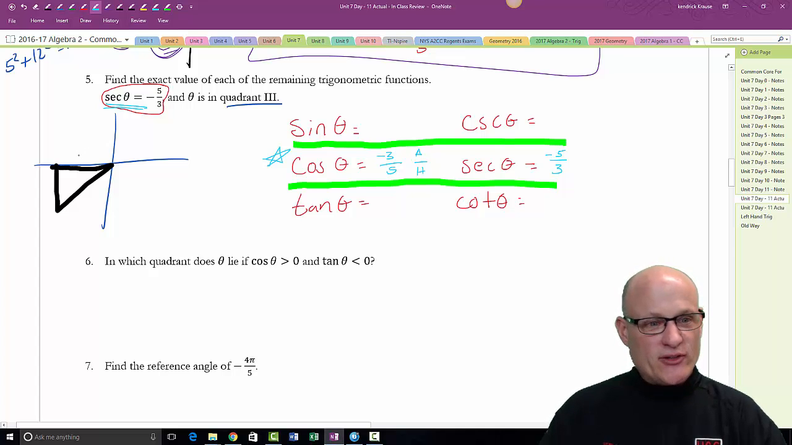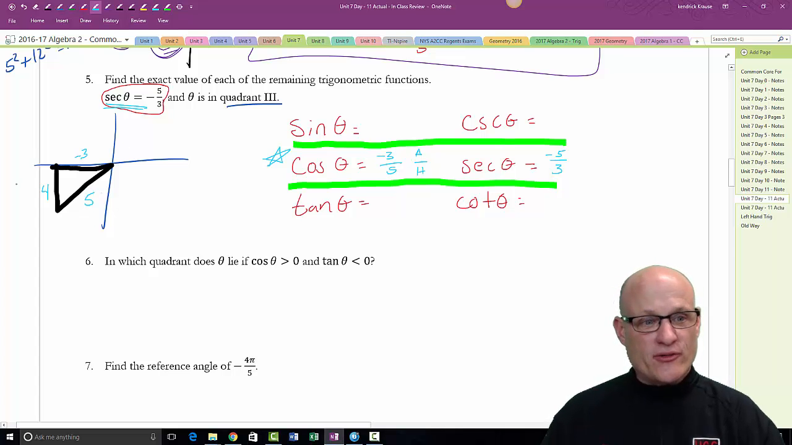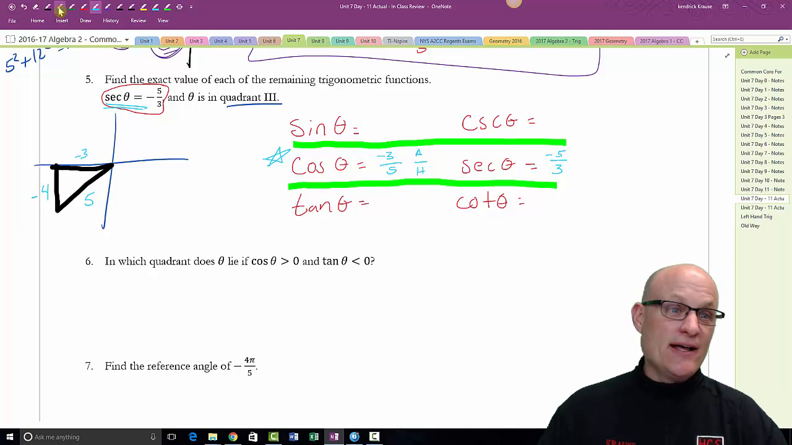And that is adjacent, -3, over hypotenuse, 5. Now, once again, hopefully you know this is a 3, 4, 5 right triangle. Now, let's deal with directional distances, not actual distances. We're in the third quadrant, so this would be a -4. Once I got that, the problem is a joke.